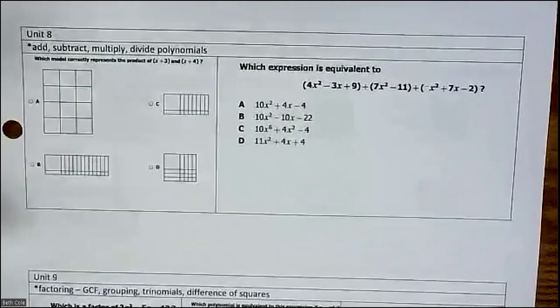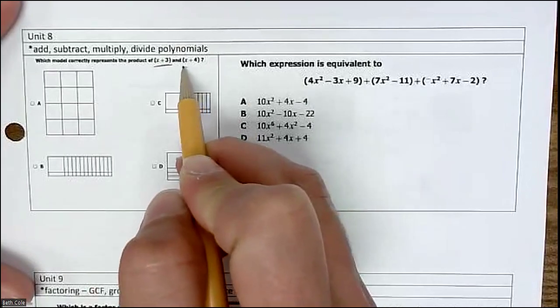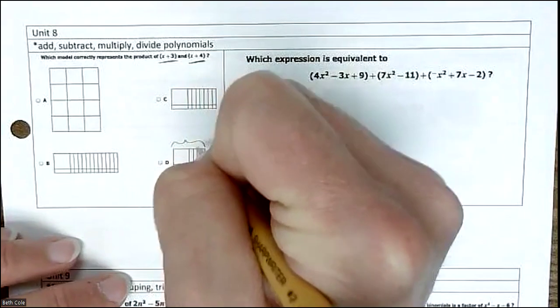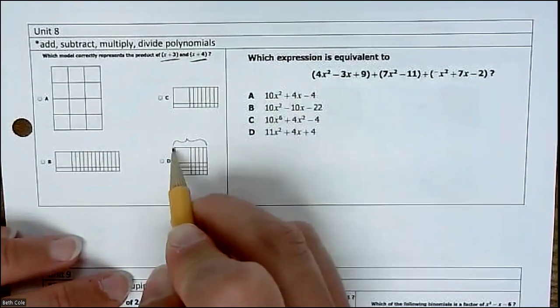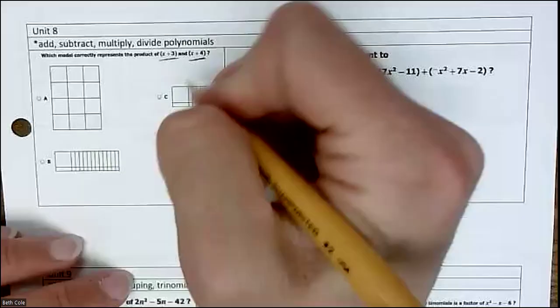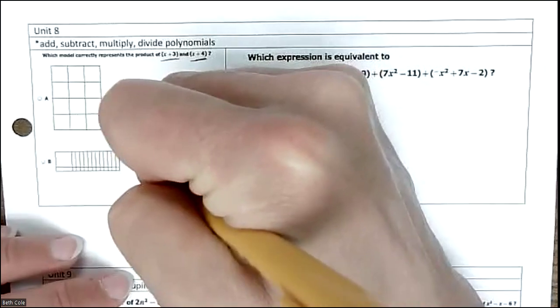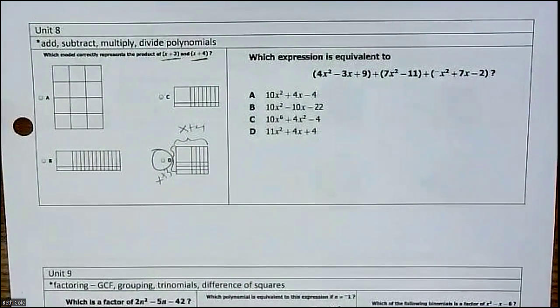Polynomials, here are your algebra tiles. We want the one that's x plus 3 by x plus 4. You're just gonna look along the edges. I'm gonna go ahead and tell you which one it is. Do you see how along the edge here, this would be x plus 4? Do you see how there's this and then 4 little ones? And do you see how along this side, it would be x plus 3? So D is your answer for that.